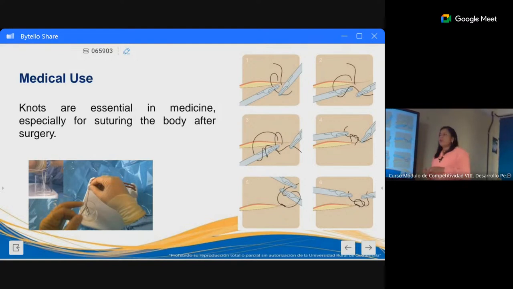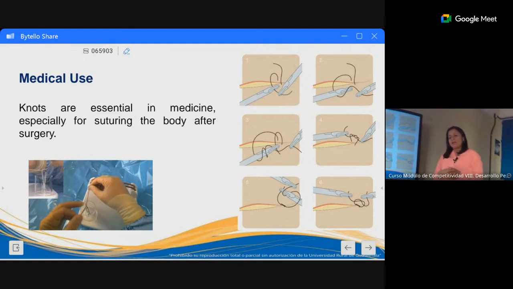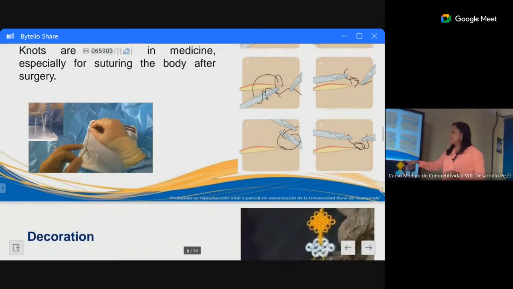And after a surgery, you can look at the picture here, there is also the knee brace that they have to wear. So you see how important they are. It also depends on the strength that they are going to have. So that's why those are very useful in medicine. Okay.